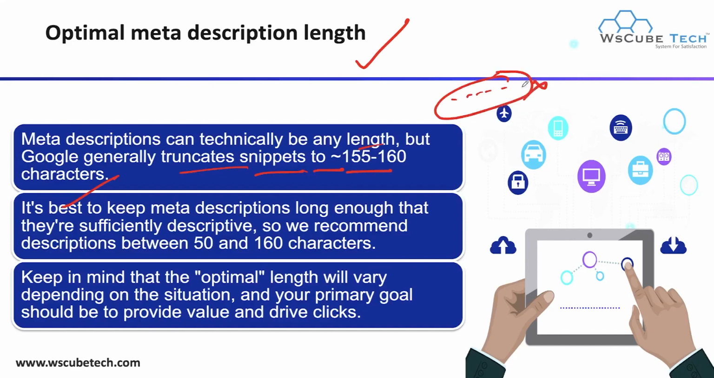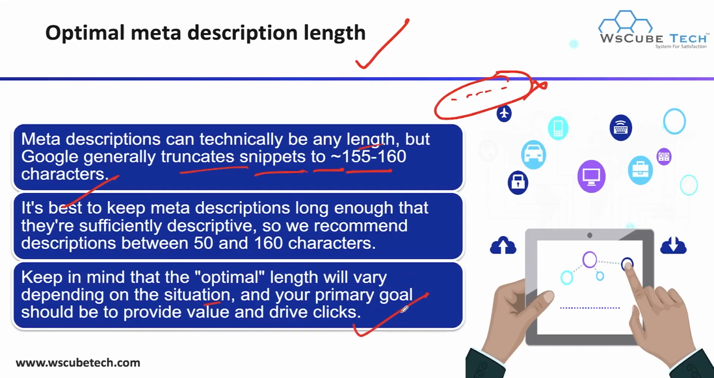So you have to summarize your complete web page in your meta description in 50 to 160 characters length. So keep in mind that the optimal length will vary depending on the situation, and your primary goal should be to provide value and drive clicks.